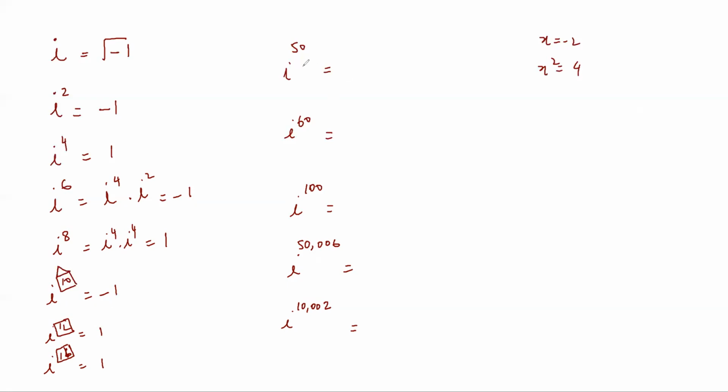So then what is this iota raised to power 50 going to be? That is going to be minus 1. And iota raised to power 60? That is 1, because 60 is a multiple of 4. Iota raised to power 100? That is 1. Iota raised to power 50,006?